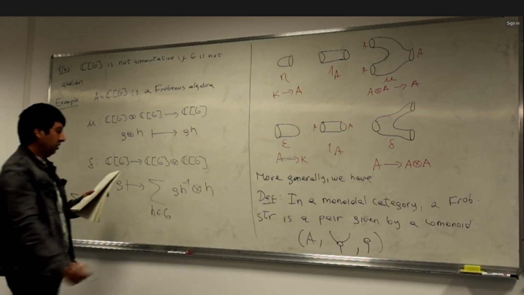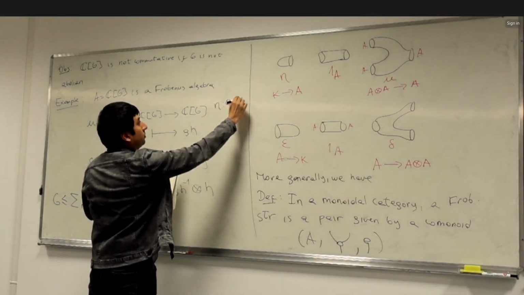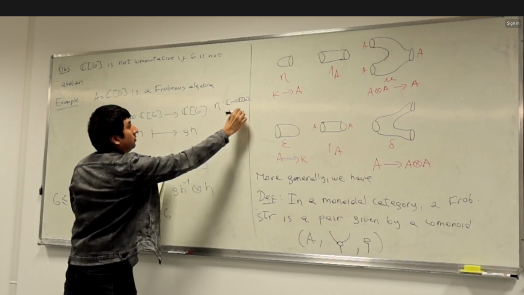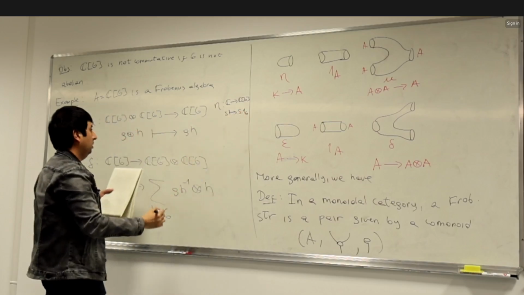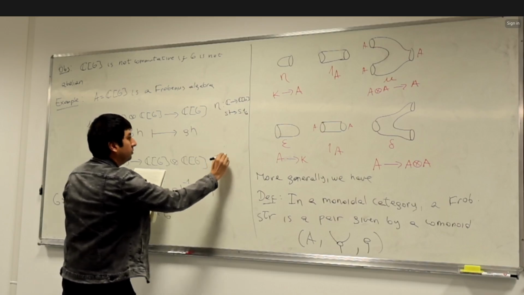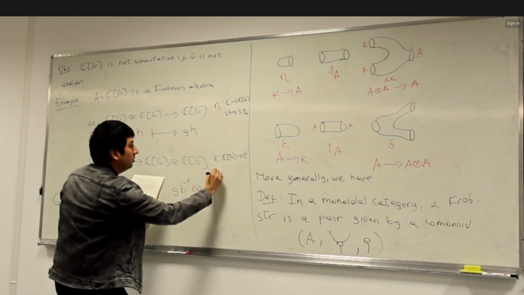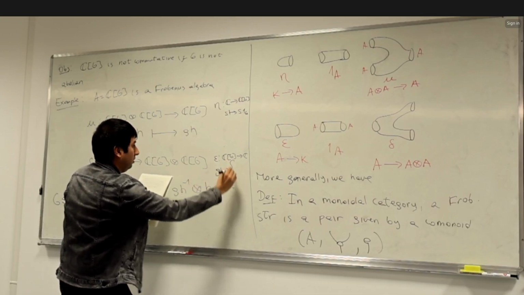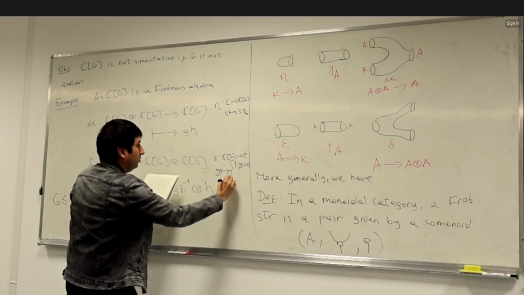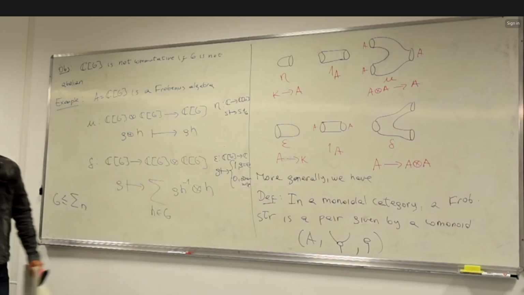Well, we can also define eta, from the field to the group algebra, sending 1 to the identity of G, and epsilon from the group algebra to the field, sending g to 1 if g is the identity and 0 otherwise. Okay, any questions so far?